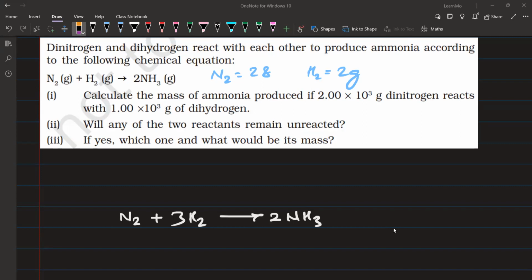Justine's answer is not coming. Please send it properly, rather than sending it from the side. It is difficult to see on the laptop. N2 plus 3H2 gives 2NH3. MCR of N2 is equal to... Why have you not written the formulas, Anna?